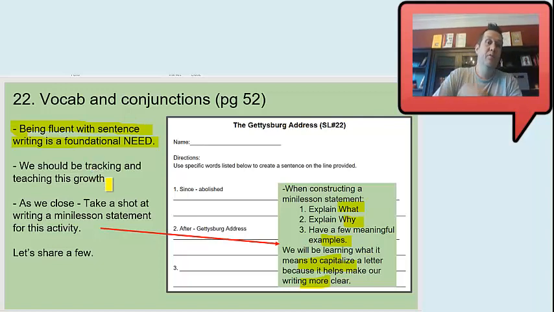So we want to make sure we're checking, monitoring their sentence level fluency, and are they able to do that successfully and with high accuracy. We should also be tracking and teaching this growth, like we've discussed.